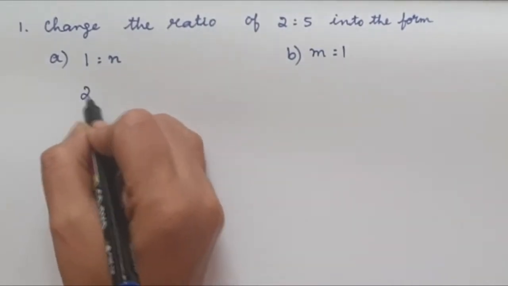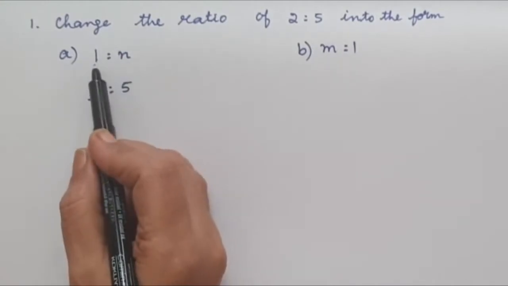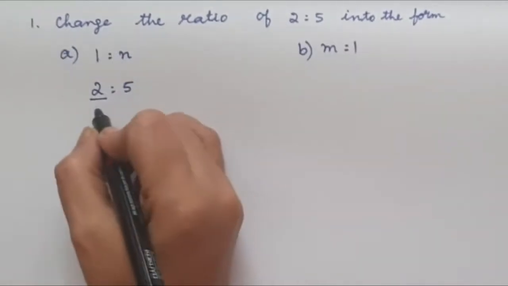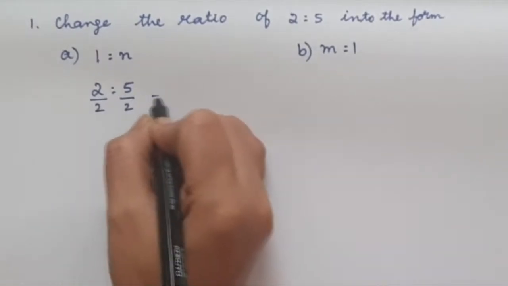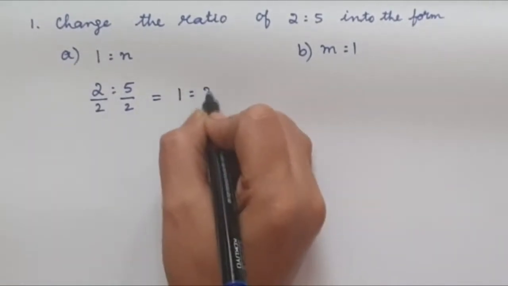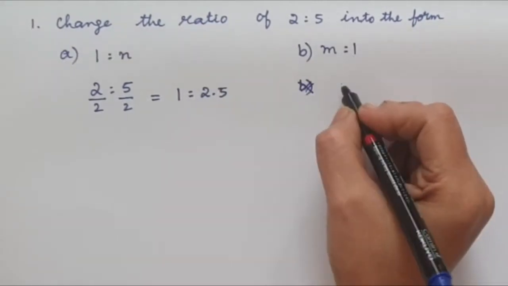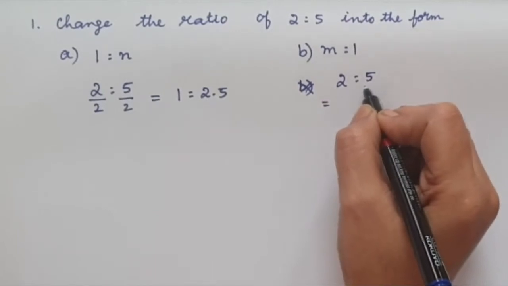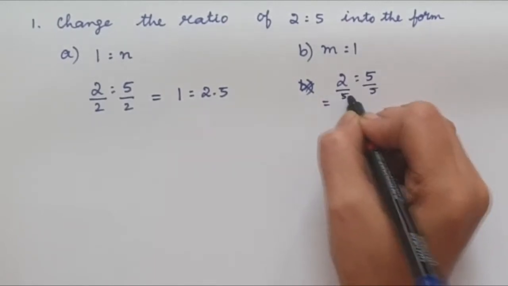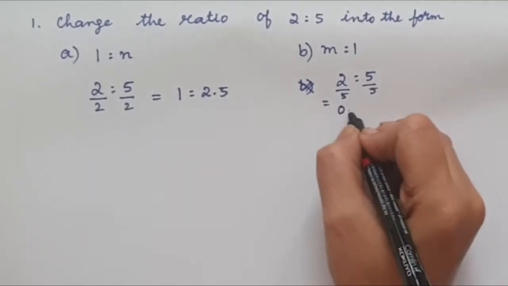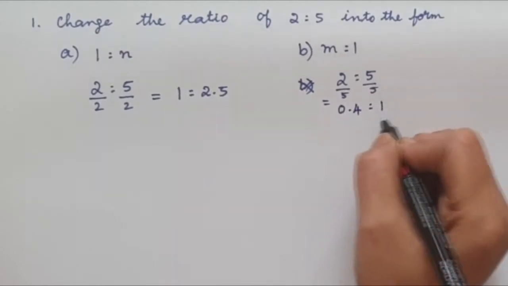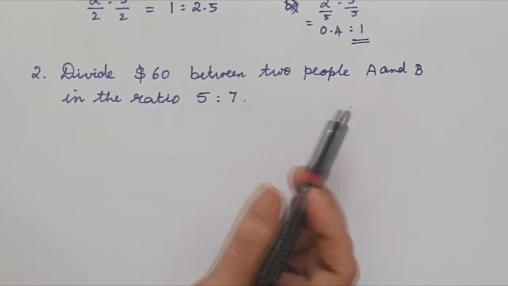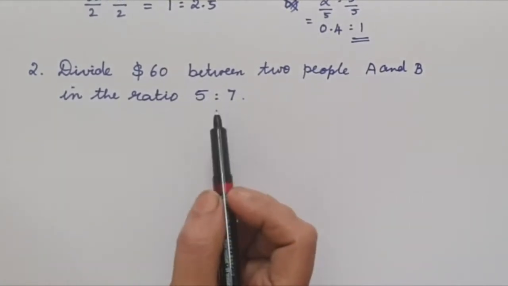We'll take our ratio as 2:5 and we have to get it in the form of 1:n. So we divide by 2, and we get 1:2.5. The second number has to be a 1 for 2:5, so we divide by 5 over here, divide by 5. So it will be 0.4:1.